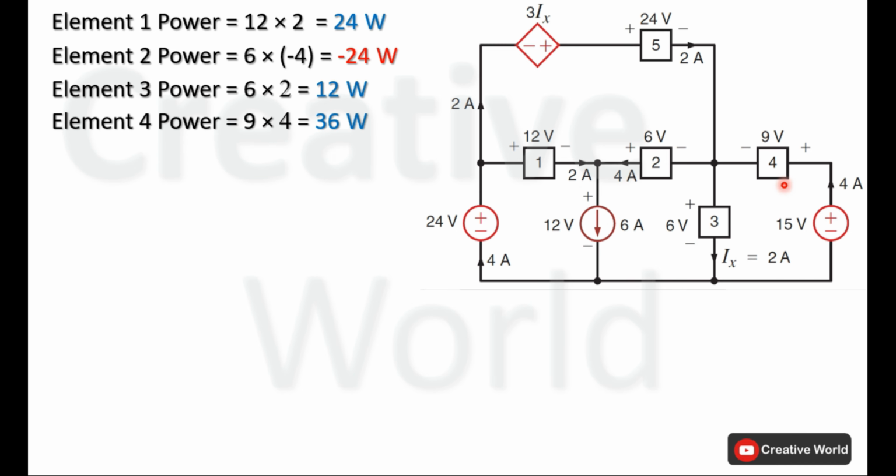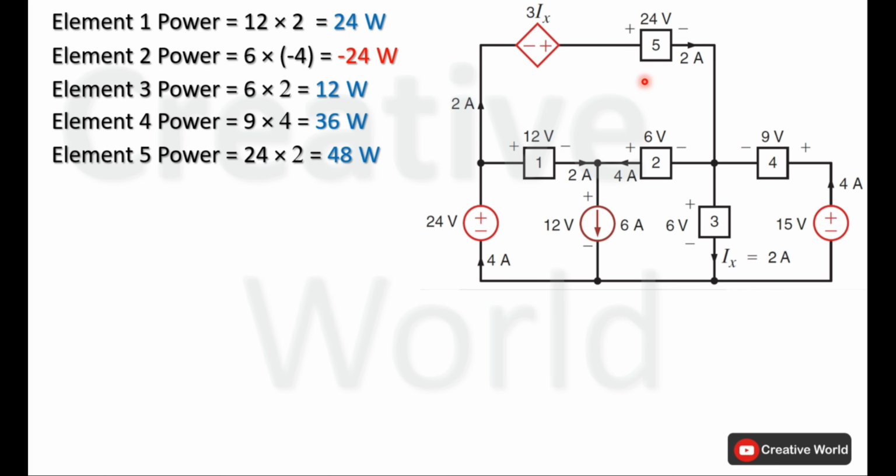Next is element 4. Voltage across element 4 is 9 volt and current through it is 4 ampere. This current is entering from the positive terminal, so this current will be taken with positive sign. Power of element 4 will be 9 multiplied by 4, that is 36 watt. Because of positive sign, this power is being absorbed by element 4.